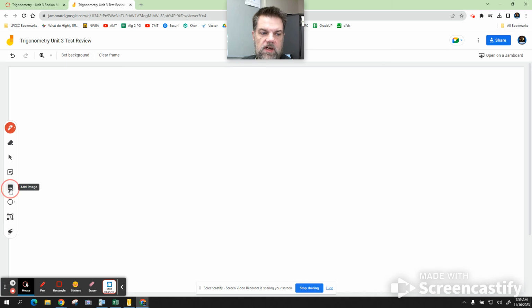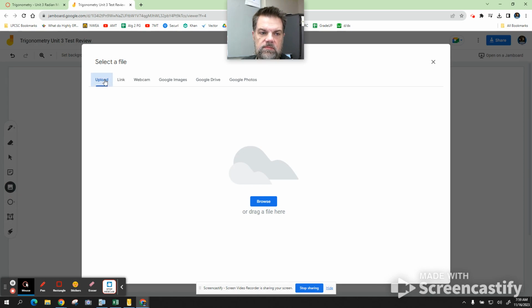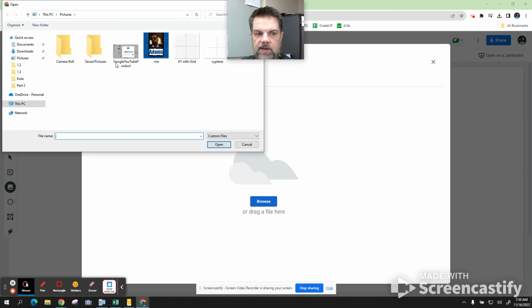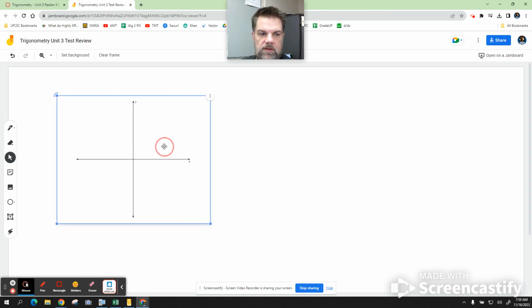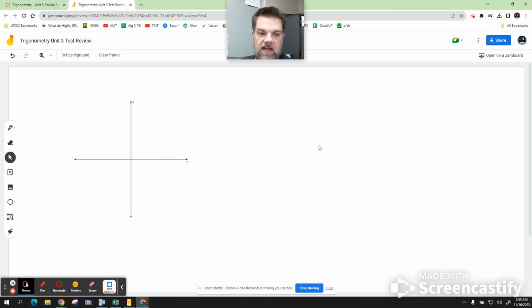Alright, so for problem number 5, let me get my little image here. For problem number 5, we're asked to find tangent, I think it is, of theta. And then they give us this little image that kind of looks like this.